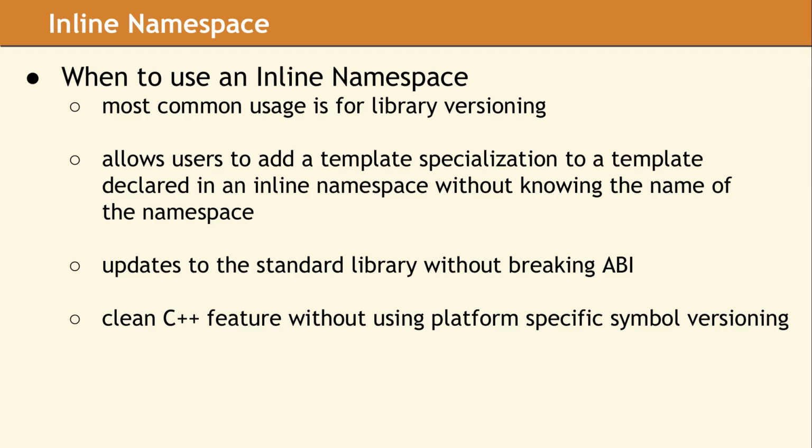There are platform-specific linkers which do provide a feature called symbol versioning. This has been used in the past to accomplish what an inline namespace can now do. Symbol versioning was hard to maintain and depended on compiler internals. With inline namespaces, there is now a clean way to provide multiple ABI versions in a single library, using only standard C++ code and no platform-specific features.